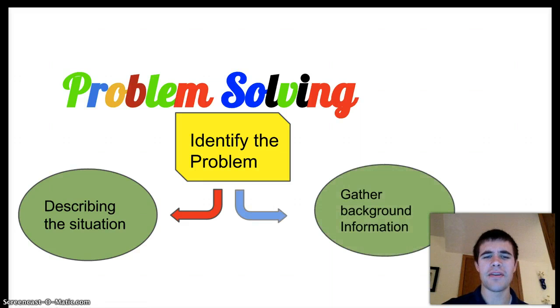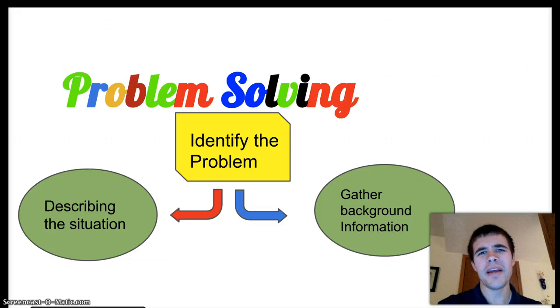And then gather background information. What time did this happen? And what kind of car is this? What are the rules and regulations for lifting a car out of a tree? There's a lot of things that you need to think about, but just to identify, is this really something that needs to be solved?